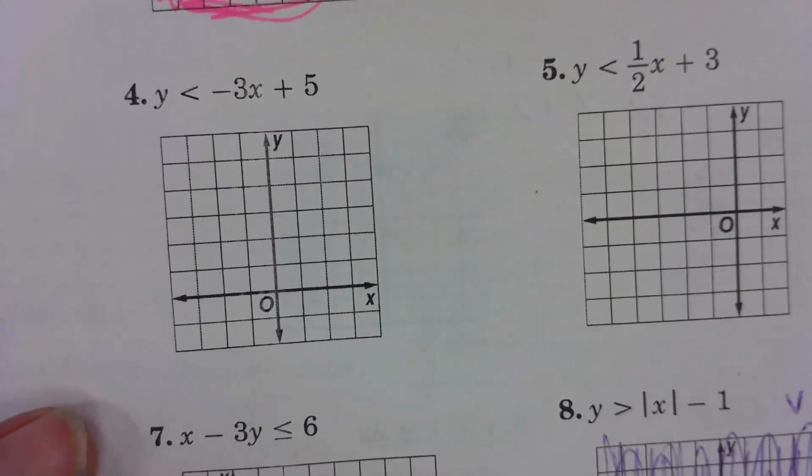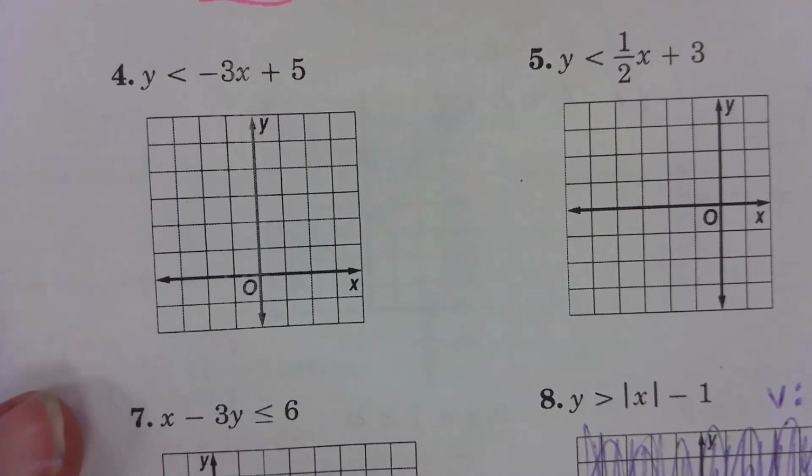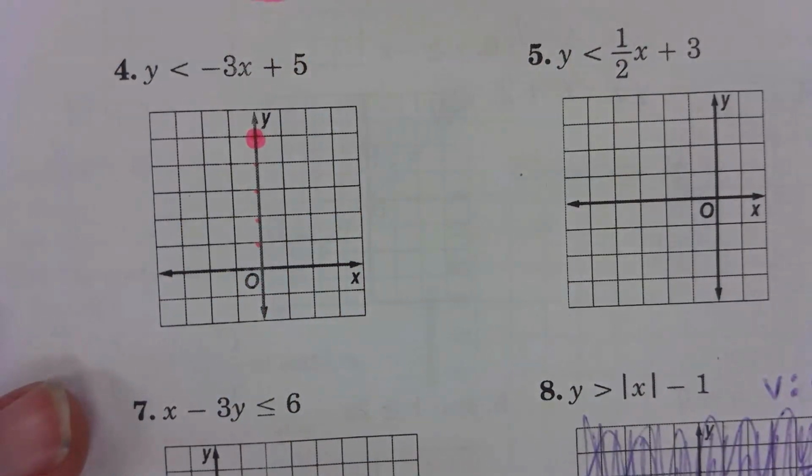Number 4. What is my y-intercept or starting point? What is my slope? So we go down 3 and over 1.